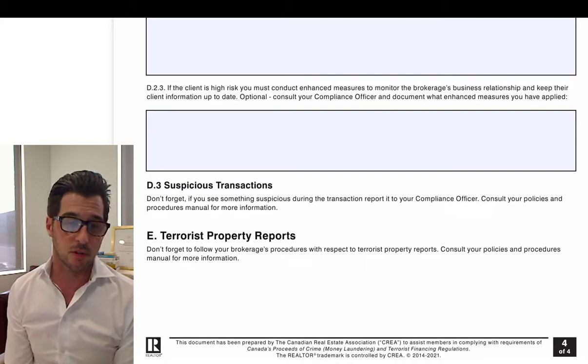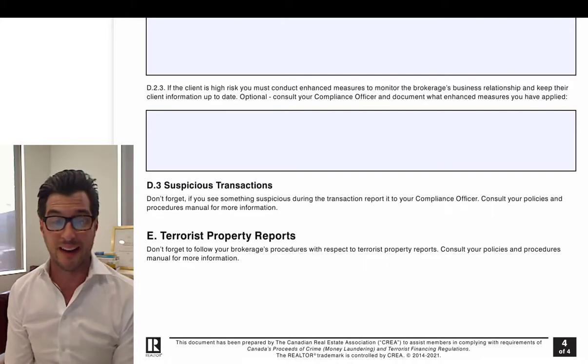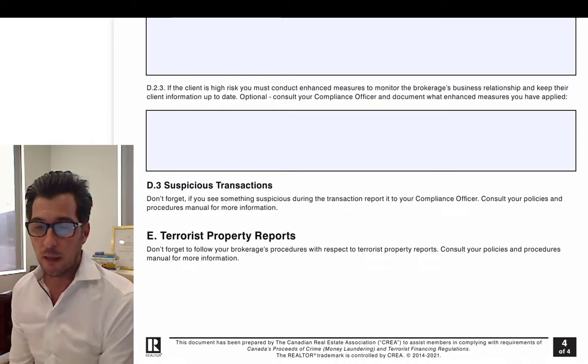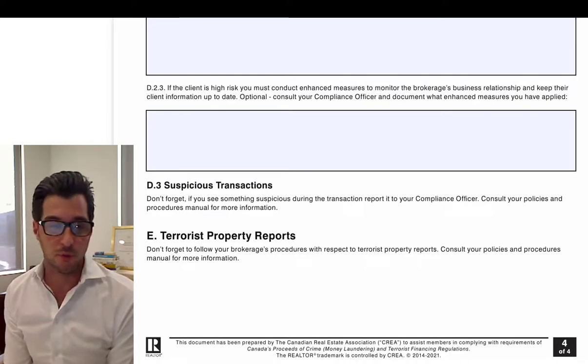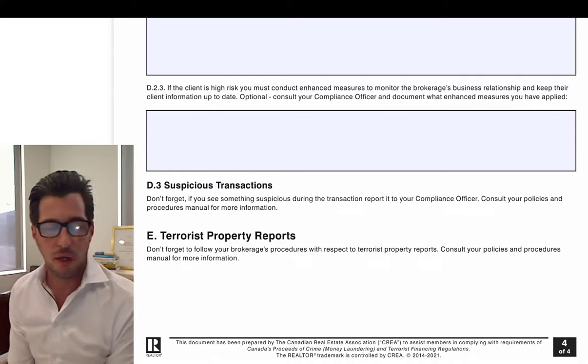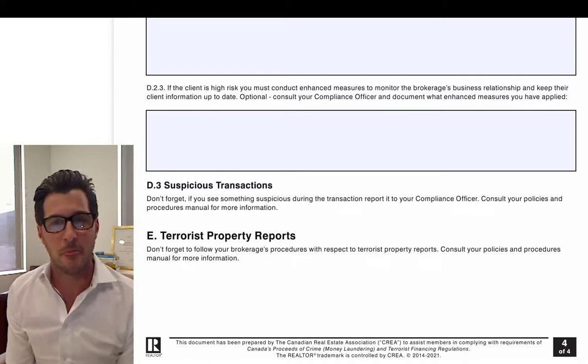And of course, the last section, terrorist property reports. Don't forget to follow your brokerage's procedures with respect to any terrorist property reports. Consult your policies and procedures manual. If ever in doubt, speak to your manager. If ever in doubt, speak to your FINTRAC compliance officer.